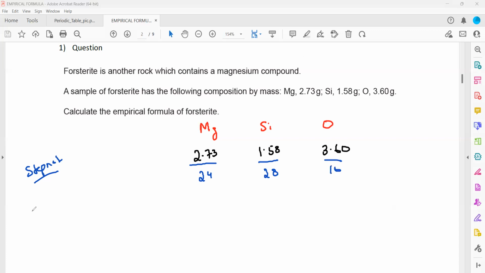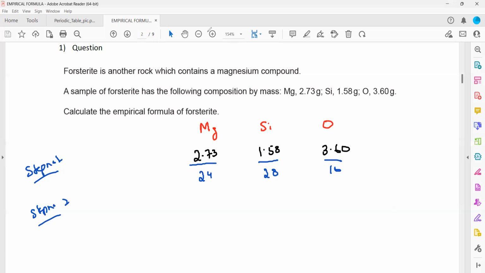What do we do in step two? After solving 2.73 divided by 24, what's the answer? 0.11375. Okay. Here in this step, we don't round it off. So use either 4 decimal places or 5 decimal places, it is fine. We will use 4 decimal places here.